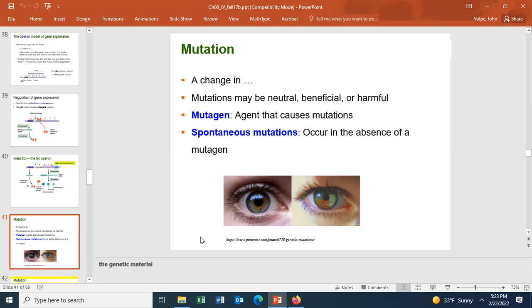A mutagen is an agent that increases the frequency of a mutation. You always have a background rate of mutation, and that we call spontaneous mutation. It always occurs in the absence of a mutagen, and that is when the DNA is replicating itself, it makes mistakes every once in a while, not very often, but every once in a while. And that we call a spontaneous mutation. A mutagen increases the rate of a mutation.